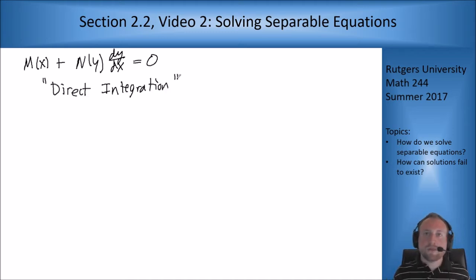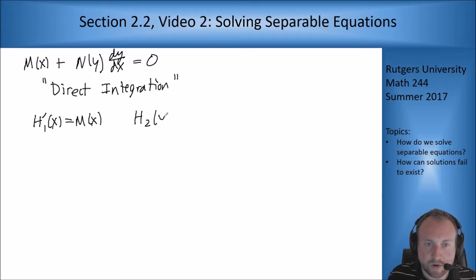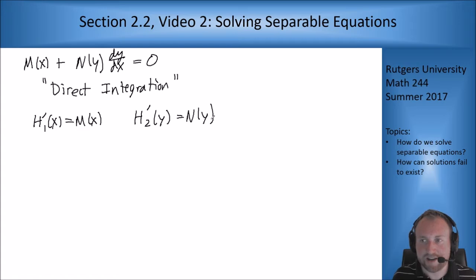So how are we going to do this? Well, let's integrate the functions M and N and give names to their antiderivatives. Let's say that we have a function H1 of x, this is the same notation used in the book, such that H1 prime is M of x, and I have a function H2 of y, such that H2 prime is N of y. How would I find these? By just integrating M and N. They're functions that will be given to me. I can just integrate them and get antiderivatives for them.